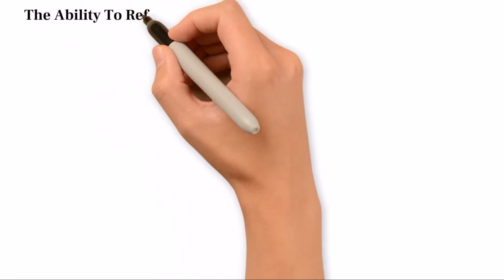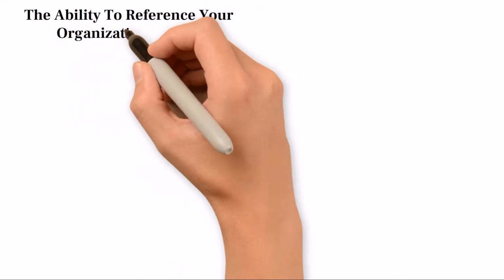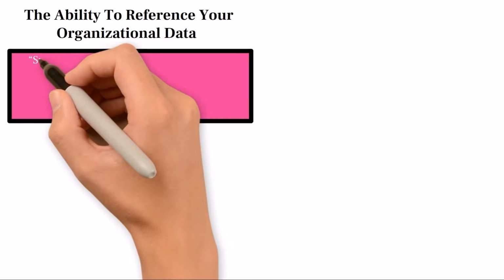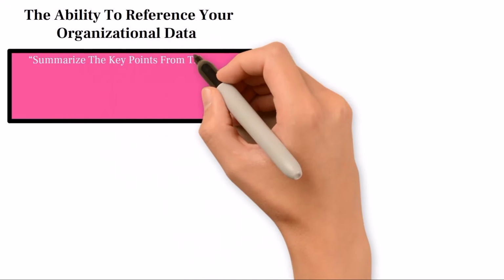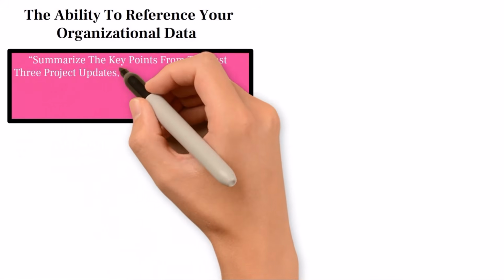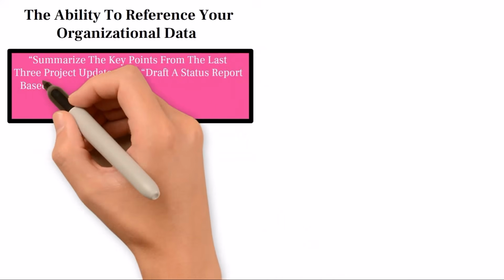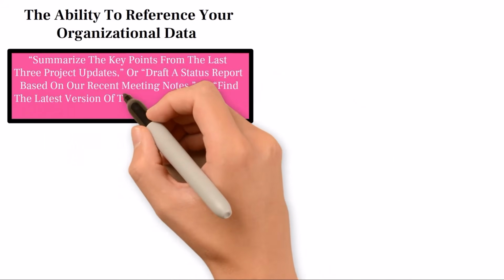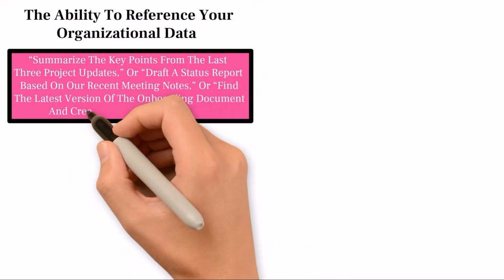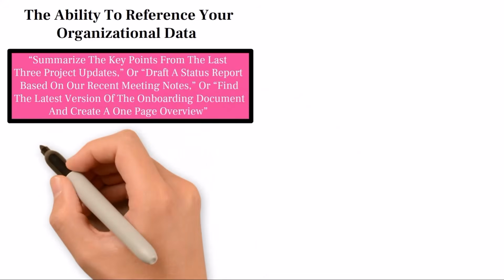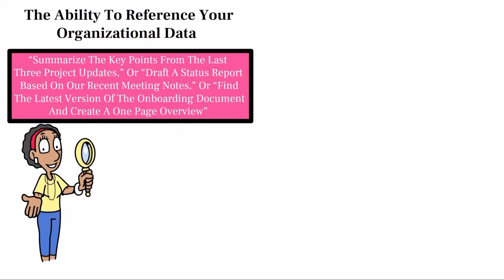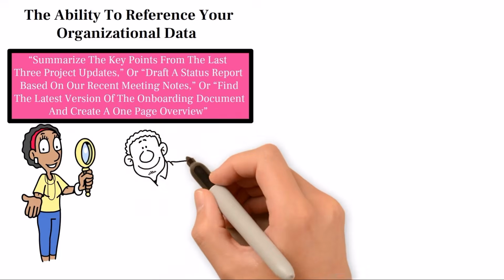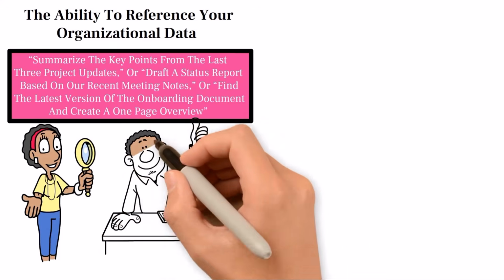Another powerful feature is the ability to reference your organizational data. You can say things like, "summarize the key points from the last 3 project updates," or "draft a status report based on our recent meeting notes," or "find the latest version of the onboarding document, and create a 1-page overview." Copilot can search across your content and bring the right information to you.